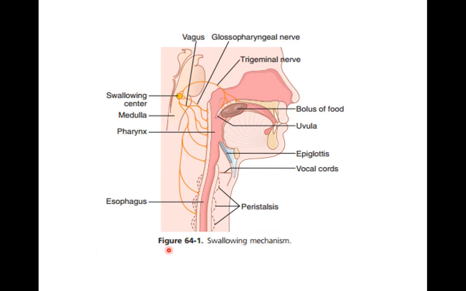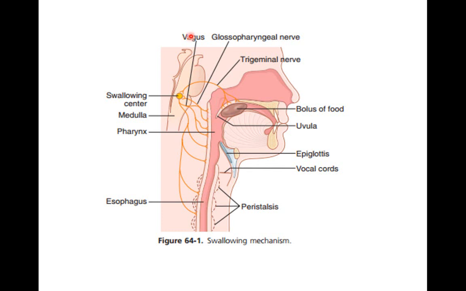As you can see in this picture, the swallowing mechanism, you can see nerves innervated such as the glossopharyngeal nerve, trigeminal nerve, and vagus nerve. As you see in this picture, the trigeminal nerve innervates the area of the mouth, and the glossopharyngeal nerve innervates part of the esophagus.